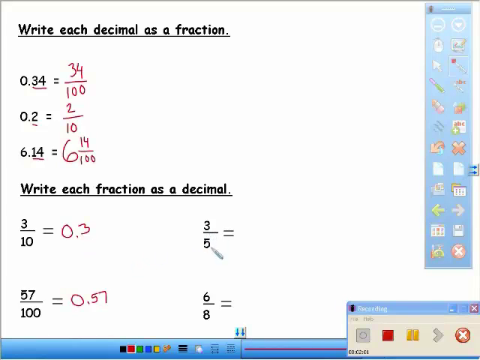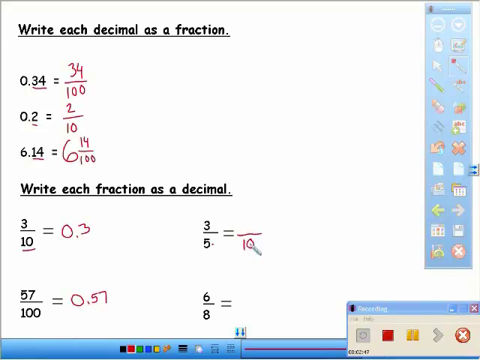Now, what about this one? 3/5. What happens if the fraction isn't out of tens or hundreds? Now, I can't put 3 in the fifths place because there isn't a fifths place. So what you want to try to do here is make it an equivalent fraction. See how easy it was when we had it out of 10? Well, if we don't have it out of 10, let's make it out of 10. Let's do an equivalent fraction.